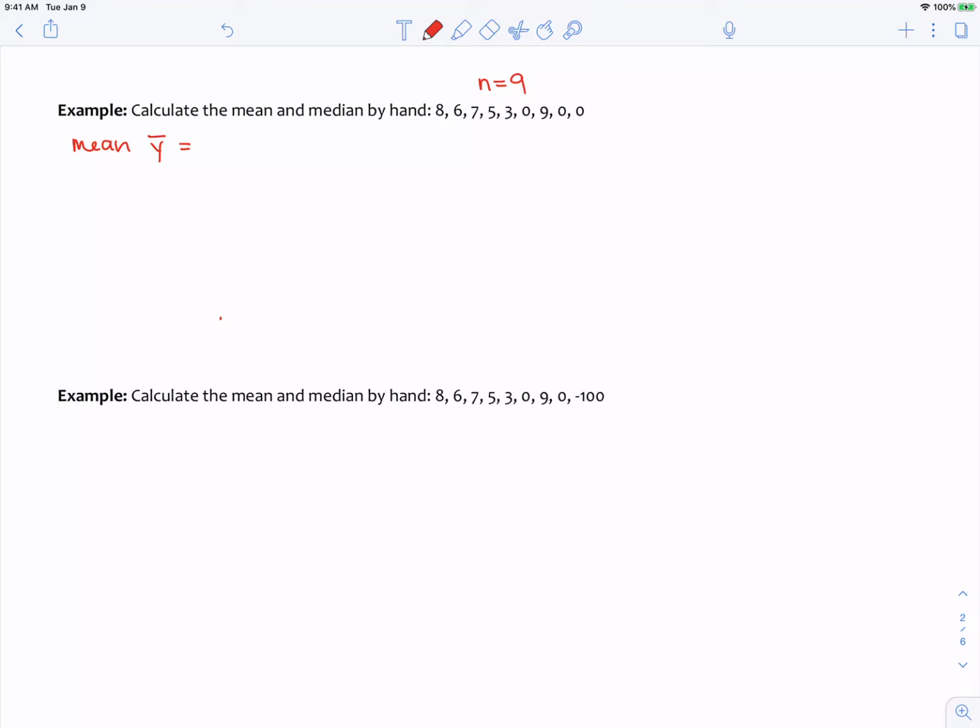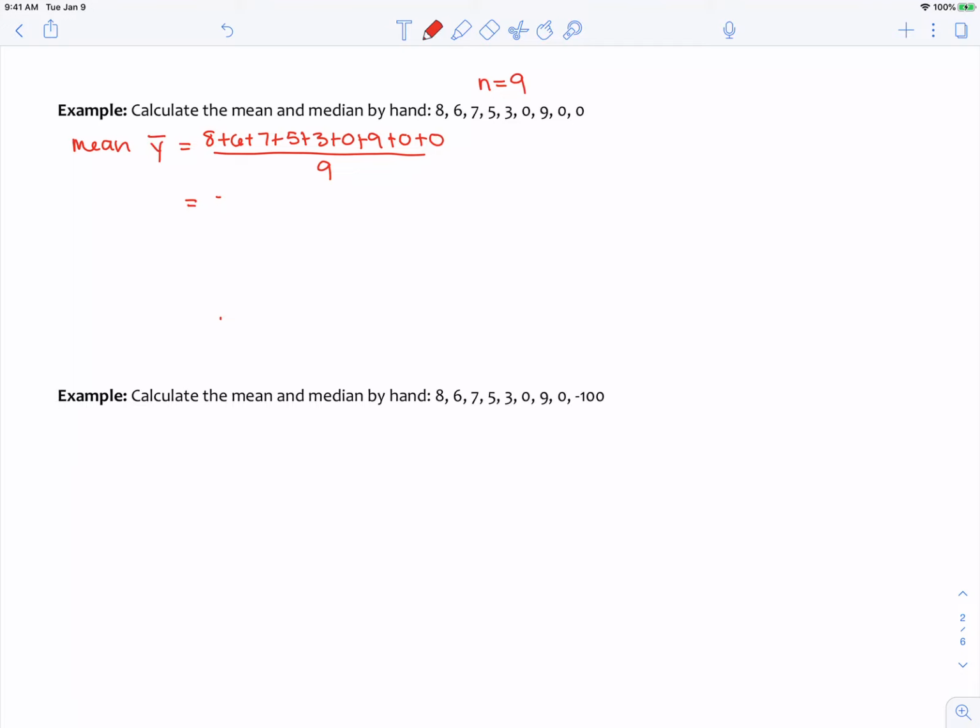Now the mean, we have to do some calculating. We do not have to order the data first to do the calculation, which is kind of handy. You're just going to add those values together: 8 plus 6 plus 7 plus 5 plus 3 plus 0 plus 9 plus 0 plus 0. Divide by the number of values in your data set, which is 9, and then you'll get your mean.